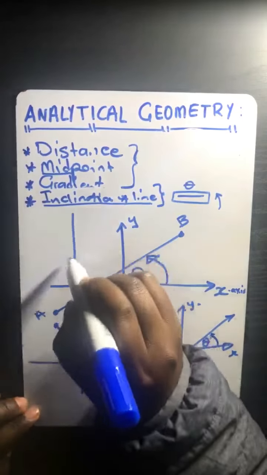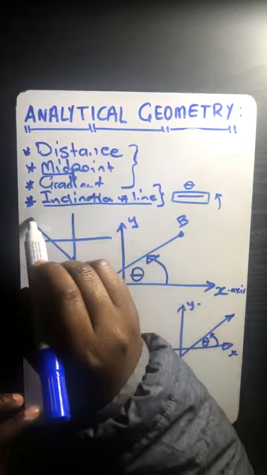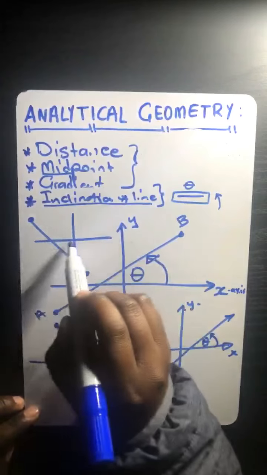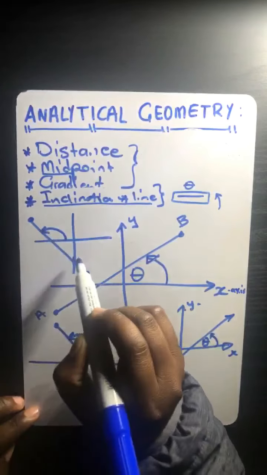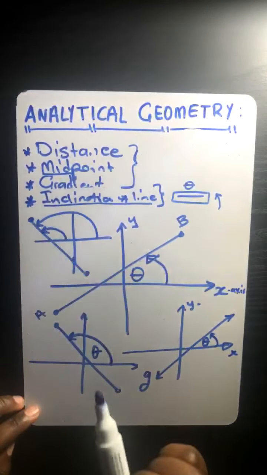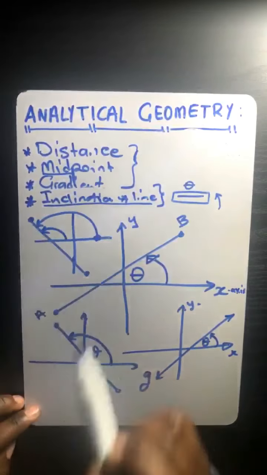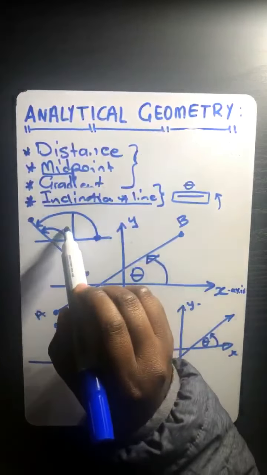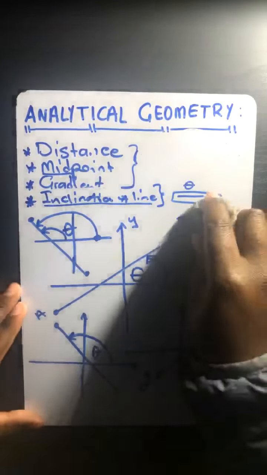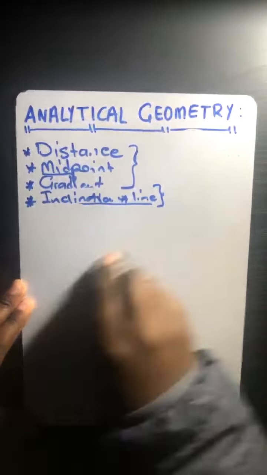Maybe for the last time, let me draw a line similar to that. The angle of inclination is just a line starting from the horizontal to there. It doesn't matter that much how you draw that anti-clockwise line. What matters most is that it starts from the horizontal and ends at whatever the line is. The angle formed is what we call the angle of inclination.